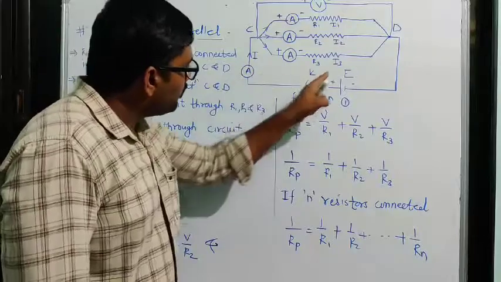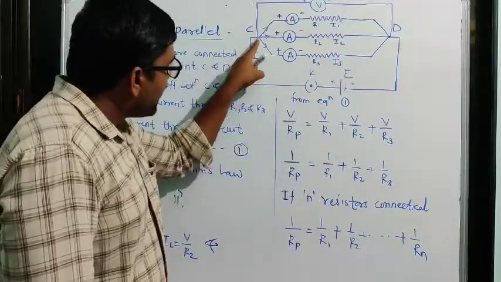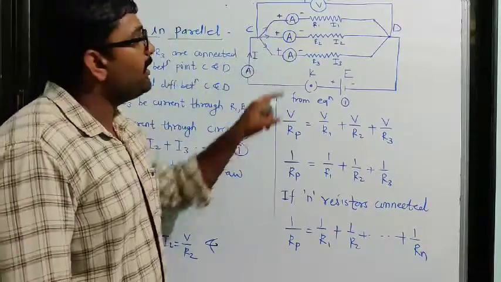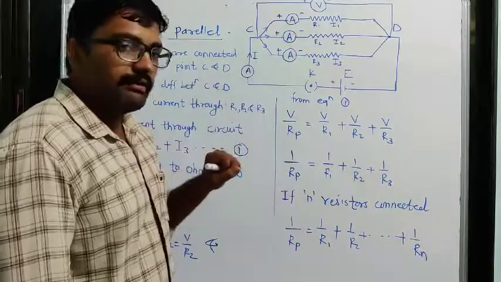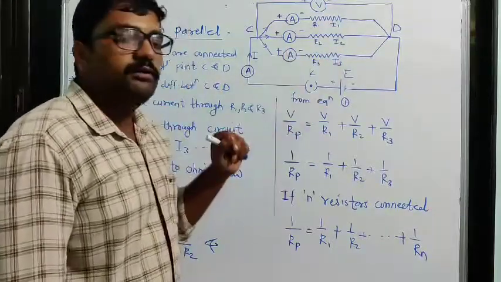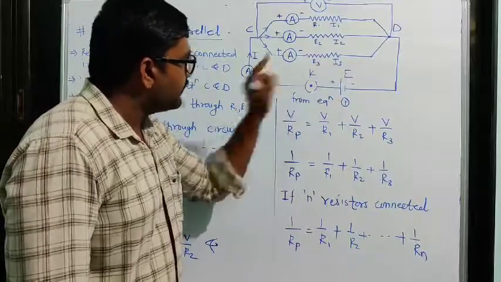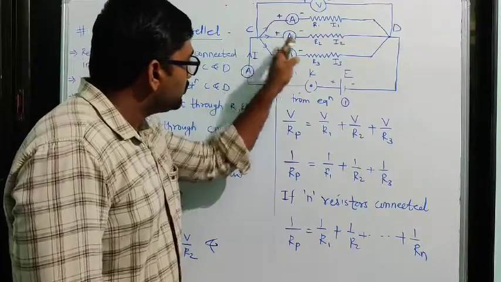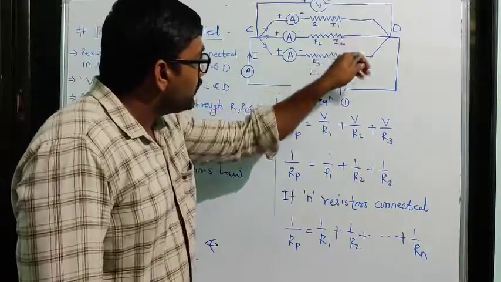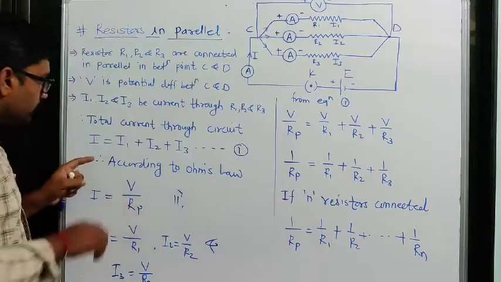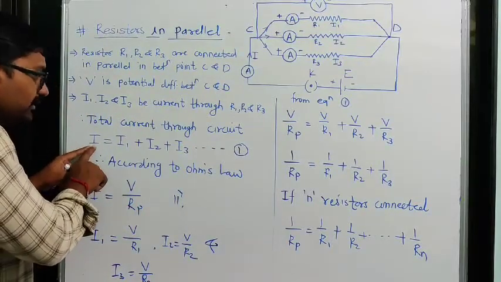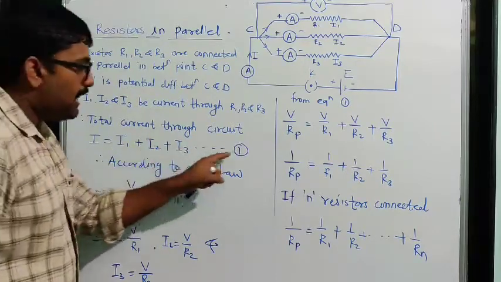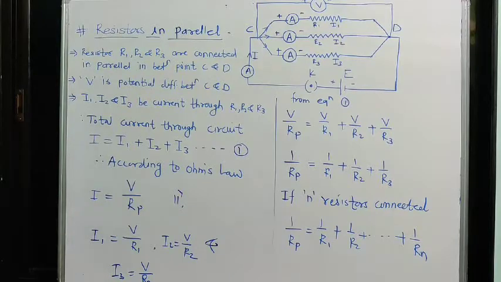Whatever the current flowing through this circuit, as it comes at point C, it divides into these three ways. I1 is the current flowing through R1 resistor, I2 is the current flowing through R2 resistor, and I3 is the current flowing through R3 resistor. So this total current I is divided into I1, I2 and I3. We can write total current I equal to I1 plus I2 plus I3, and we call it equation number 1.